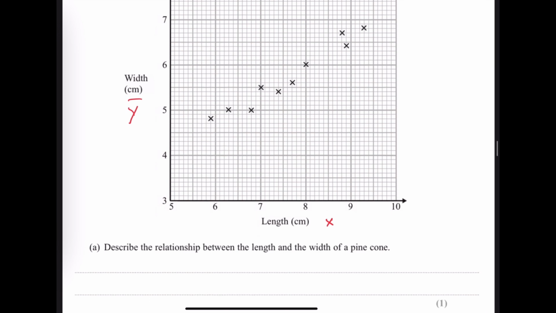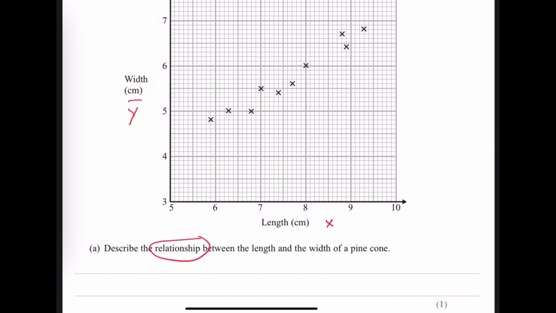So when they say relationship, they want to see if it's positive or negative. If it goes up, that means it is positive. And if you see it going down like this, it means it's negative. And now when they say describe, all they want is for you to explain what this means.